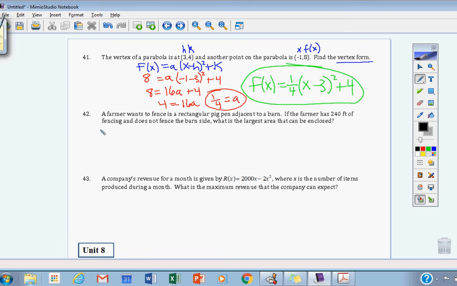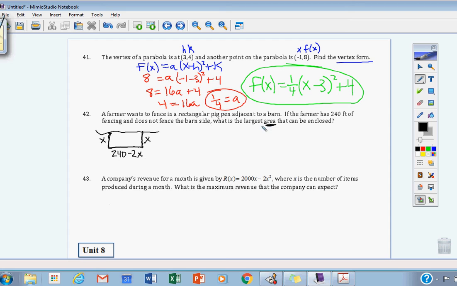We got a farmer who wants to fence in a pig pen, naturally. So if the farmer has this much fence, does not fence the barn side. All right, so here we go. There's the barn. Here it is. If we've seen this before, we can make this an x and this an x because it's a rectangle here. By doing that, we can label this side as 240 minus however much fence we've used. So if I have 240 feet from here to here to here to there, I've got 240 left minus that one minus that one. Well, that's like saying minus 2 x's there.